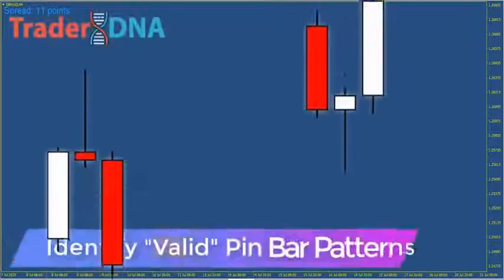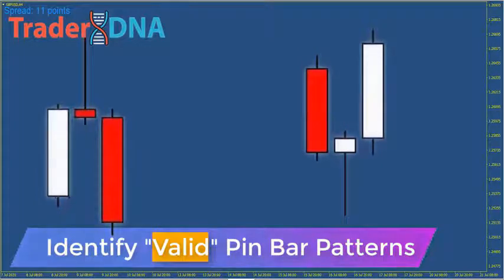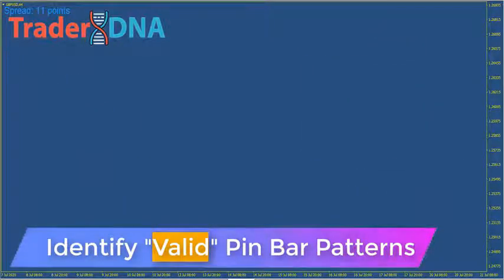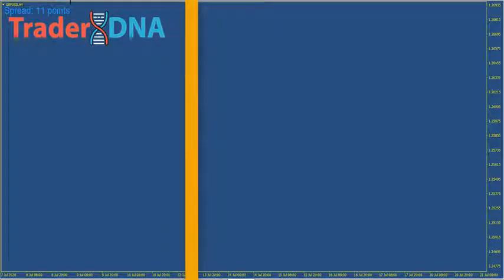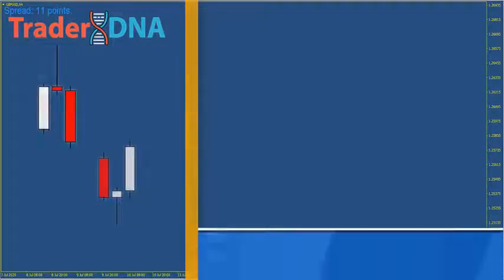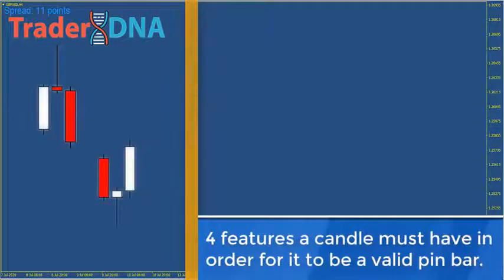Criteria to identify valid pin bar patterns. Pin bars, even though they are made up of the same features, long tail and small body, never look the same when they form on the chart. Figuring out whether a candlestick is a valid pin bar or not is a bit tricky. Luckily, there are 4 features a candle must have in order for it to be a valid pin bar.